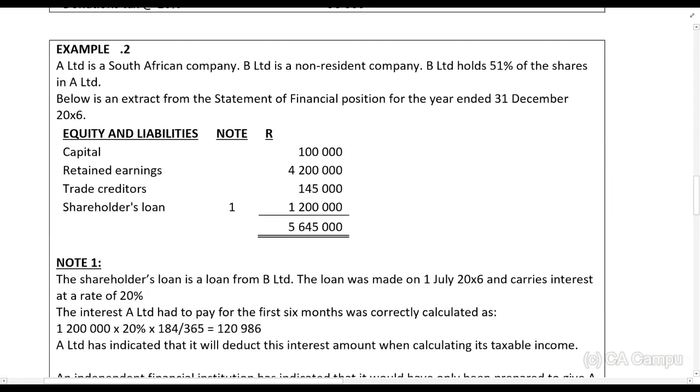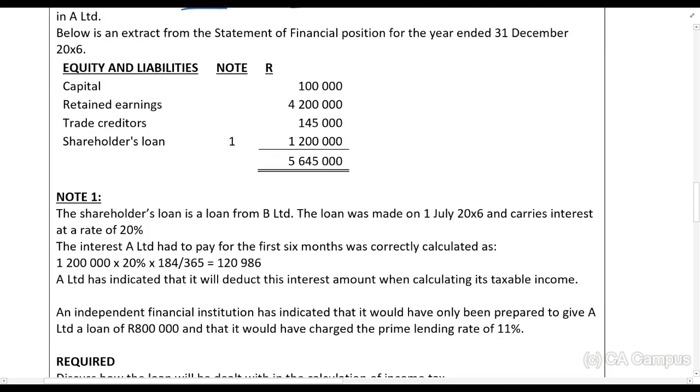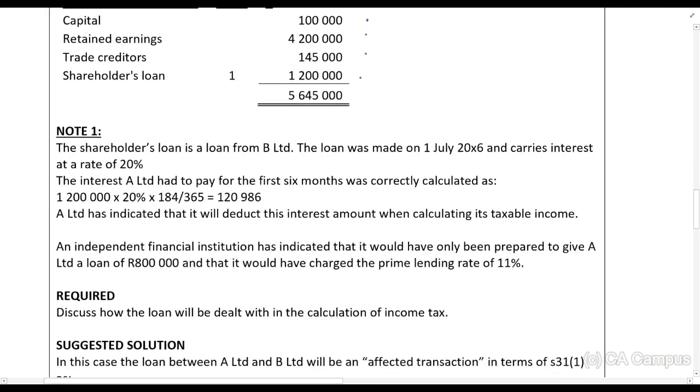Then example 2. It's a bit more of a discussion question, but just to show you. A Limited is a South African company, so it's a resident. B Limited is a non-resident company, and B Limited holds 51% of the shares in A Limited. So that makes it a connected person. Below is an extract from the statement of financial position of A Limited. It has capital, retained earnings, trade creditors, and a shareholders loan of 1.2 million rands. Note 1 says the shareholders loan is a loan from B Limited, so we have a loan from our connected person.